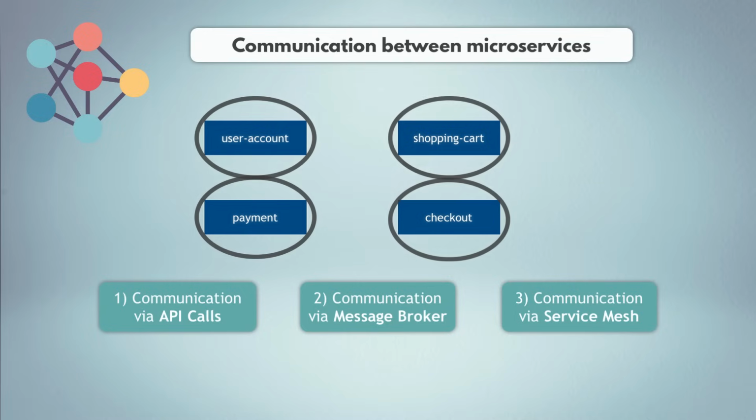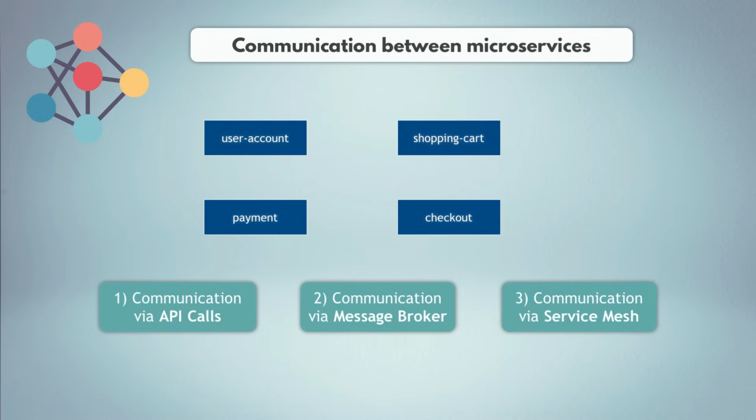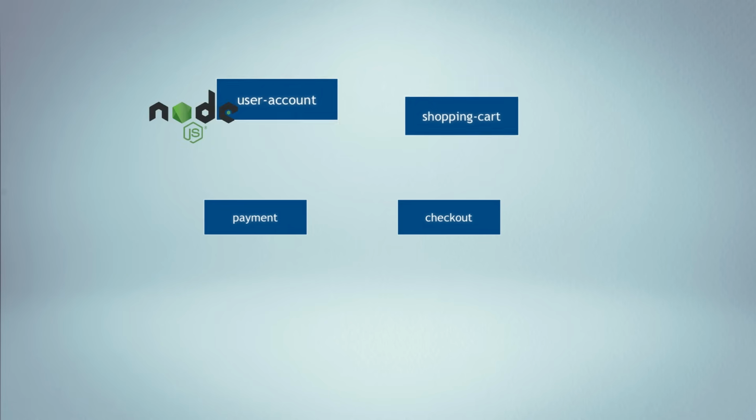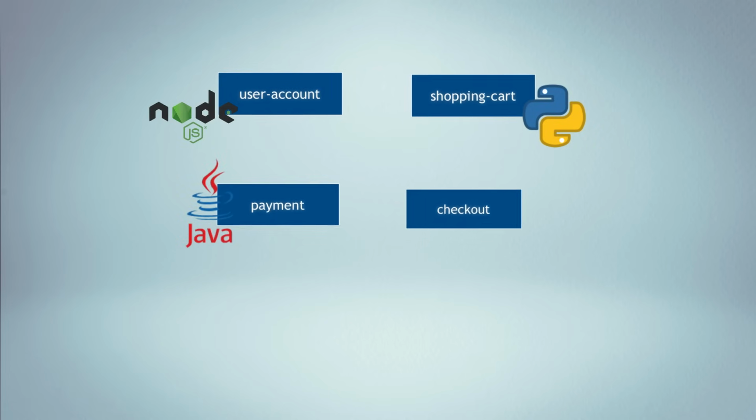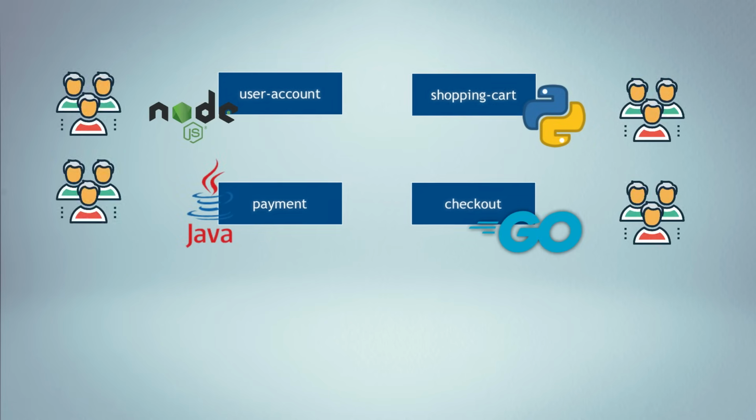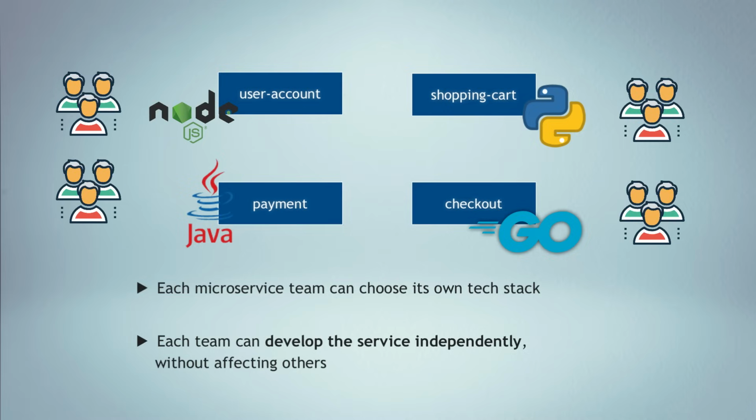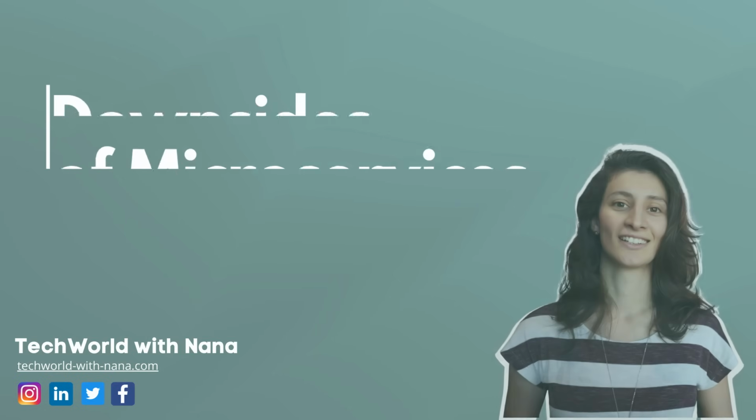So these are different communication options, and since the services are all isolated and talk to each other either with API calls or using additional services, you can even develop each service with a different programming language. And you can have dedicated teams for each service that can choose their own technology stack and work on their service without affecting or being affected by other service teams. And this is exactly the most important advantage of microservices architecture compared to the monolith.